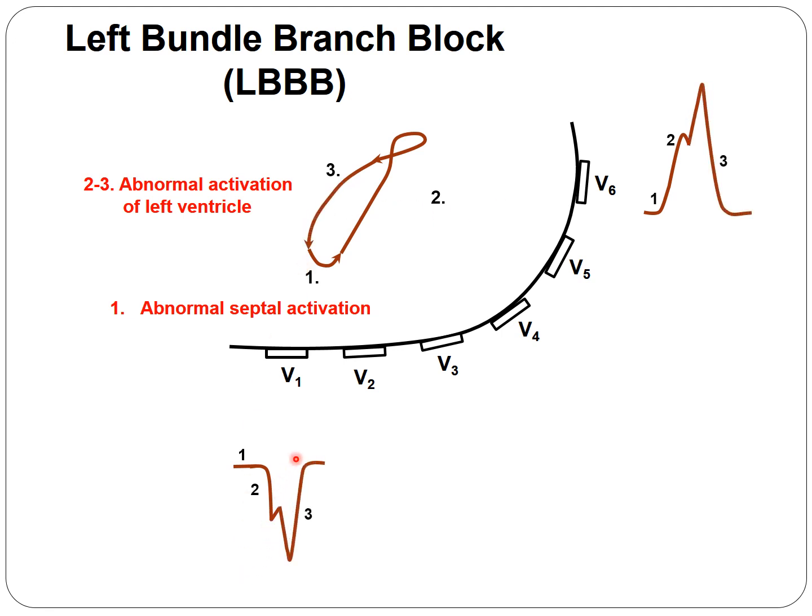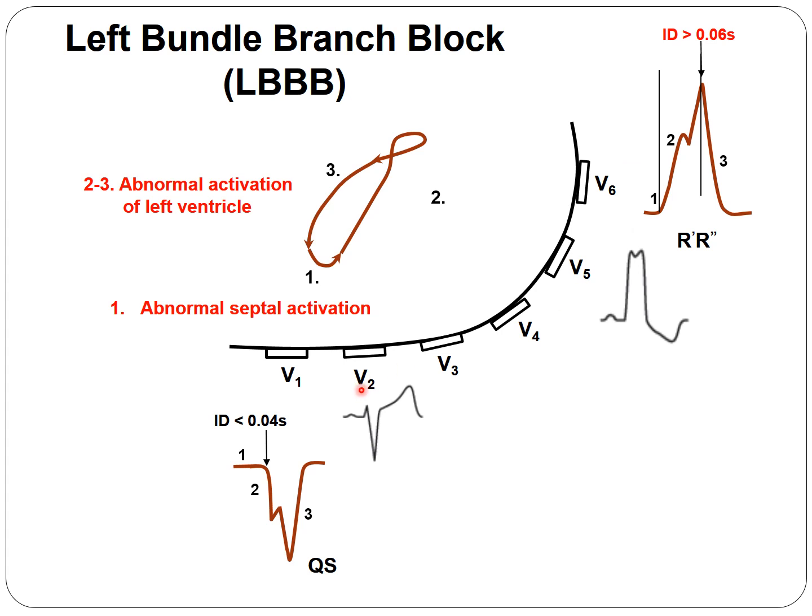If you're looking at the ID time, it is 0, so it's normal in V1 where we have this QS complex, and on the left side it is prolonged, because the second R is clinically important. The notching, as you see here in V1, the initial R is missing, but in V2 it can be seen. And this M complex can be seen in V5 as well.